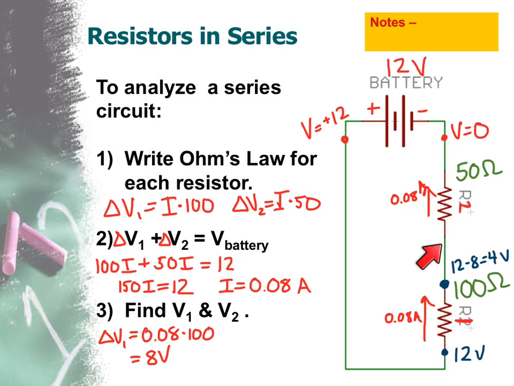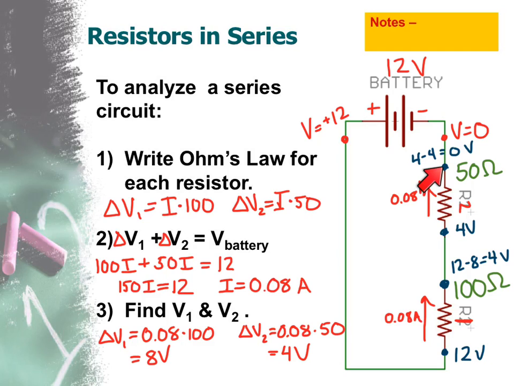So that means that this little piece of wire is at an electric potential of 4 volts. And if I find delta V2, that's 0.08 times 50, and that's equal to 4 volts. So if I go from here over to there, I start off at 4 volts, and on the other side I get 4 minus 4 equals 0 volts. Well, that's a good check, because this is a continuous piece of wire from here to the negative terminal, so if the negative terminal is at 0 volts, I darn well better have this point be at 0 volts as well. So that serves as an awesome check.